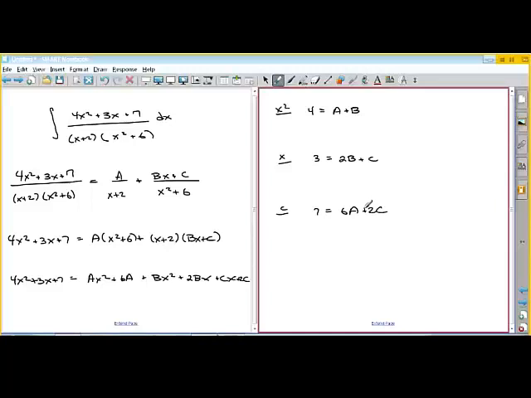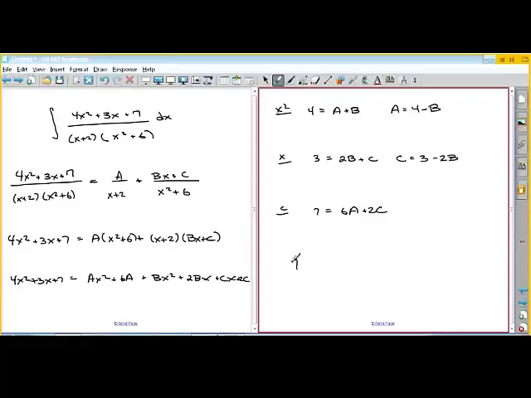Now, if you want to use your calculator to do an inverse matrix, that's fine, but I'm going to show you how to do it if you don't know how to do that or you don't have the appropriate calculator. So what we're going to do is solve these and substitute into the third equation. The third equation is in terms of A and C. What we want to do is make this in terms of the other variable, which is B. So you solve the first equation for A, so that's 4 minus B. You solve the second equation for C. C is 3 minus 2B.